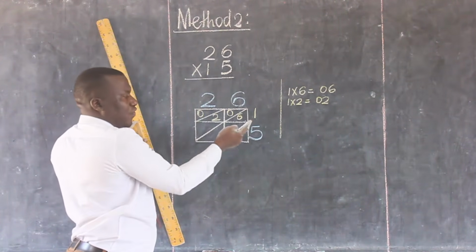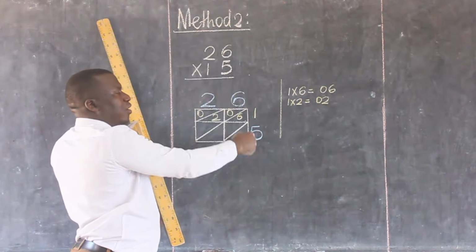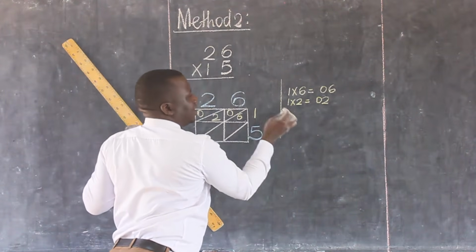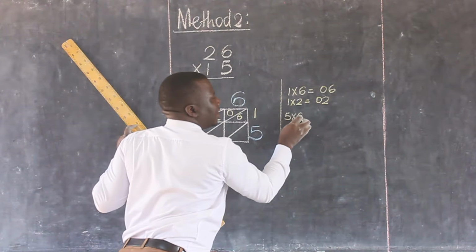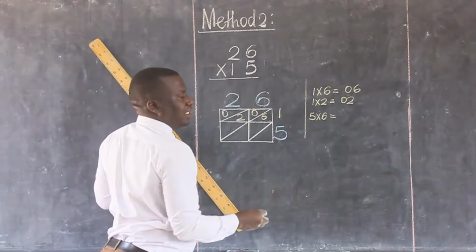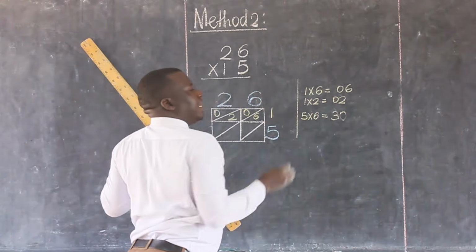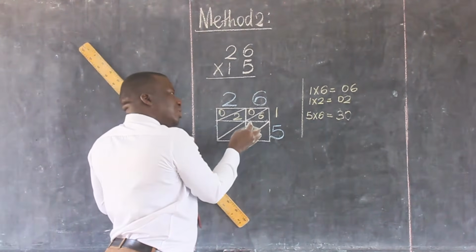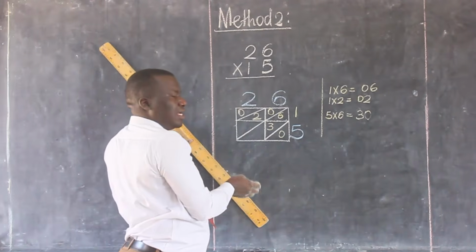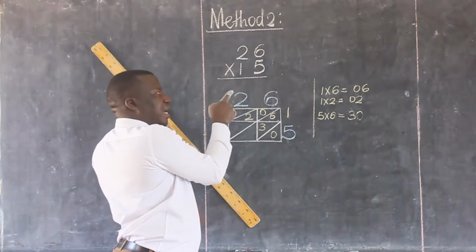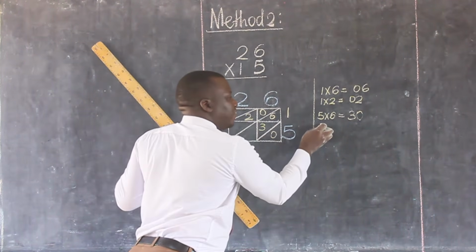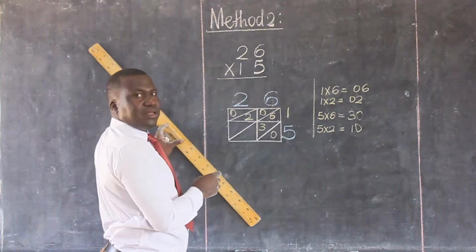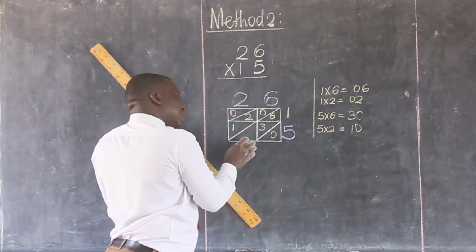Now we move on to 5. 5 is going to multiply also 26. Okay? So we shall say 5 times 6. 5 times 6. What does it give us? 30. So you come and write 30. Where do we write our 30? Here. So we shall write 30 here. Now we are left with multiplying 5 times 2. So we shall say 5 times 2 gives us 10. Where do we write our 10? Here. So this is 10.